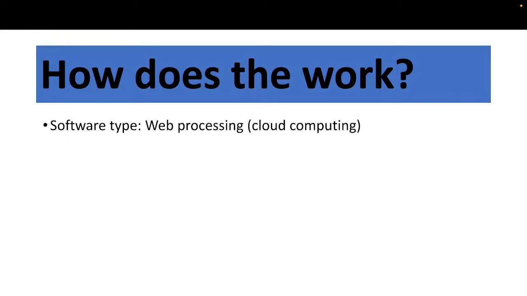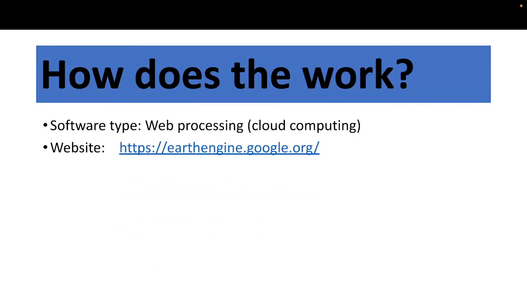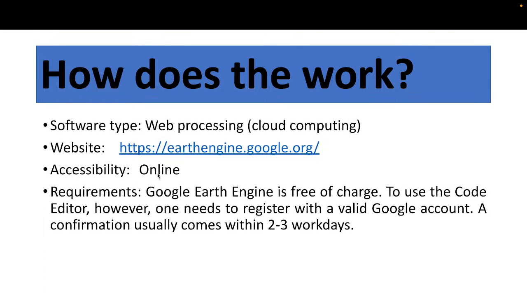So the software type is basically web processing or cloud computing. Every cloud computing platform has its own server, and everything is controlled from this server. And this is the main website, earthengine.google.org. So you can simply go to this site, and you can get a lot of resources. Accessibility must be online connectivity, and the requirement for Google Earth Engine is free of charge. To use the code editor we just need to register with a valid Google account.